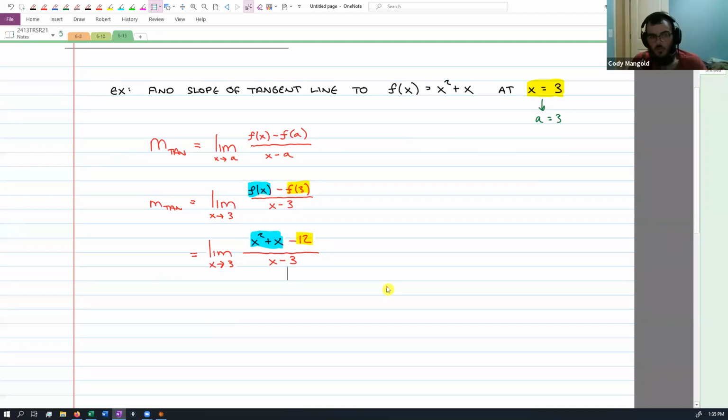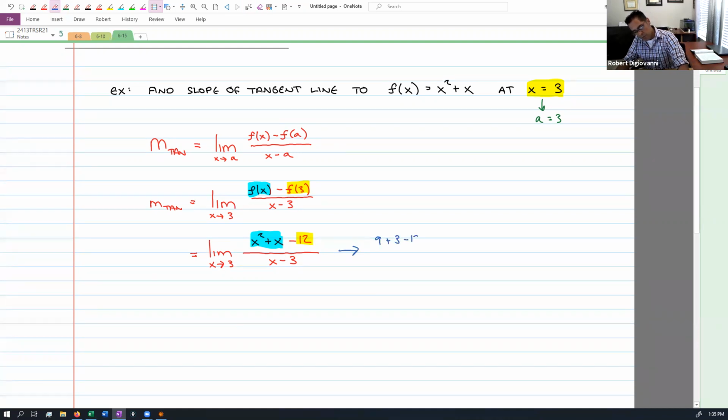Could we factor the numerator and cancel out then? We can. Now, do we need to, though? Take a step back. You're looking at a limit, right? And what do we always do for limits? Plug in the value we're approaching. So let's see what we get when we plug in. On top, 3 squared is 9, plus 3, minus 12, all over 3 minus 3. Now I'm getting 0 on top and 0 on the bottom, and that's bad.